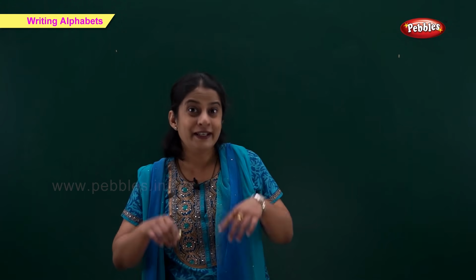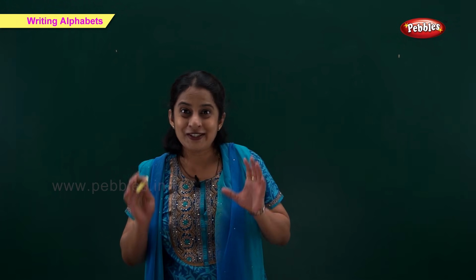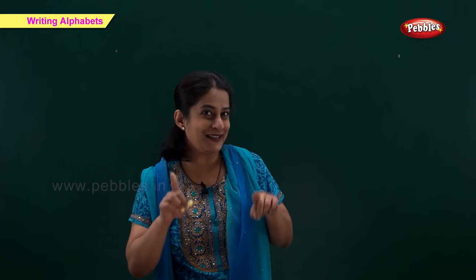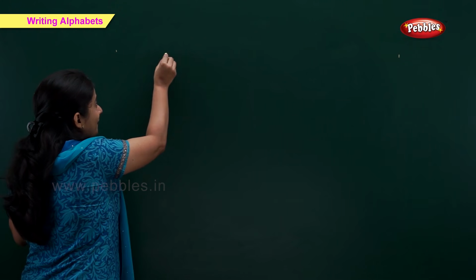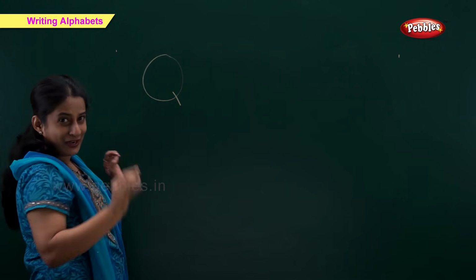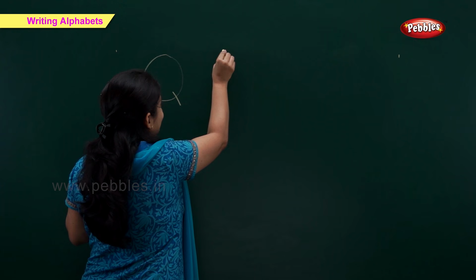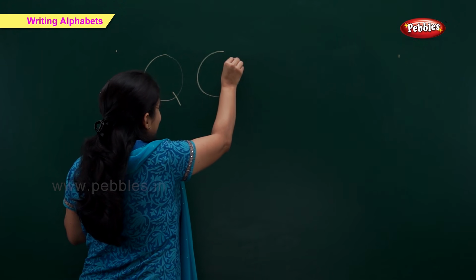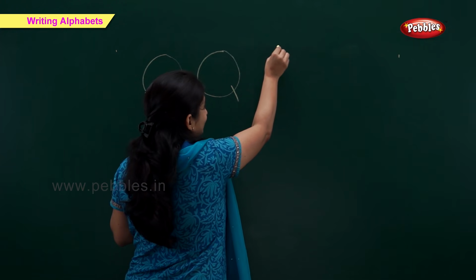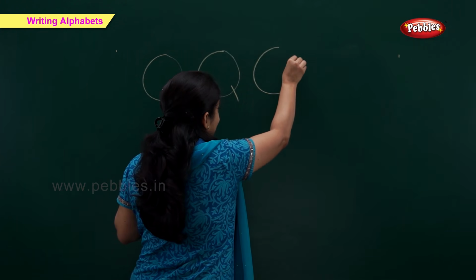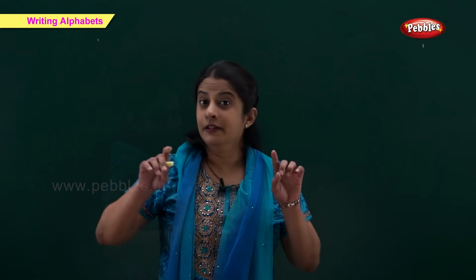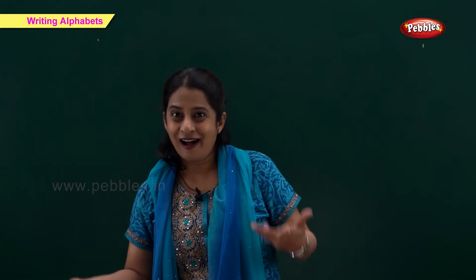Now we are going to write Q. Q is just a O with a cross line. Isn't it simple? Q.